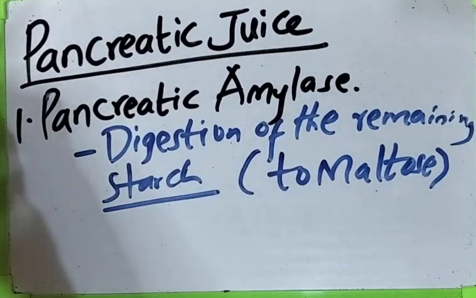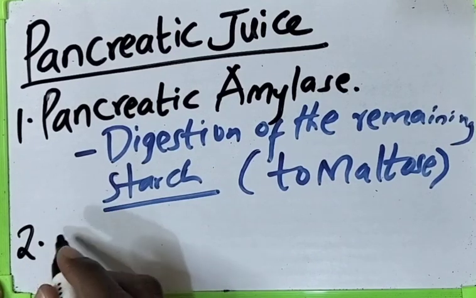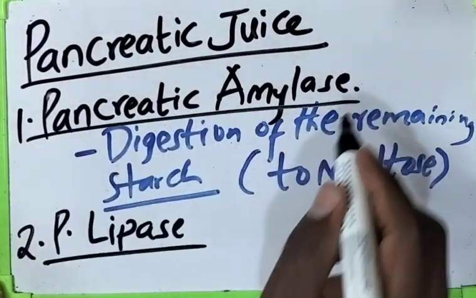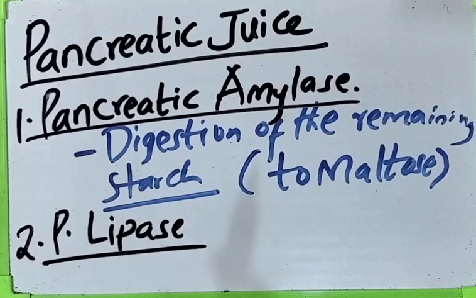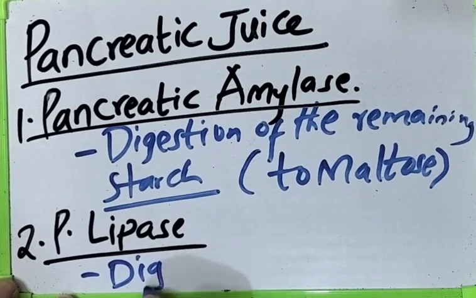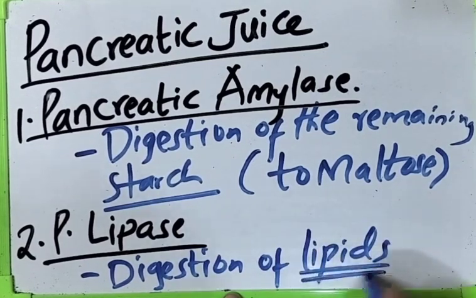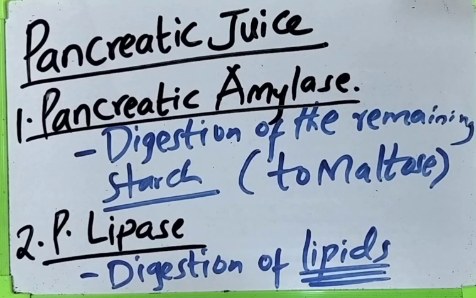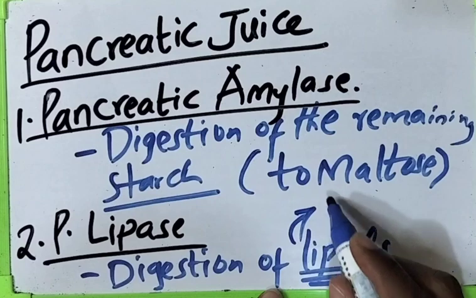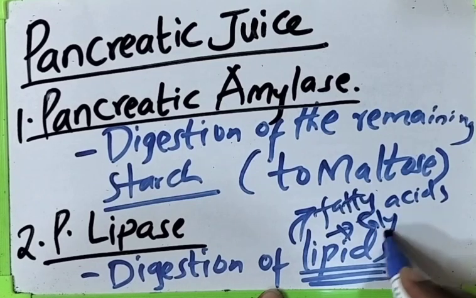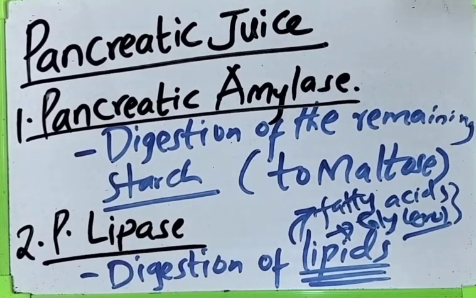Number 2, pancreatic lipase. Pancreatic lipase helps or aids in the digestion of lipids. The breakdown of lipids is very important because lipids are going to be broken down into fatty acids and of course glycerol. So these are the finest components that result from digestion of lipids, and they can easily be absorbed into the bloodstream.